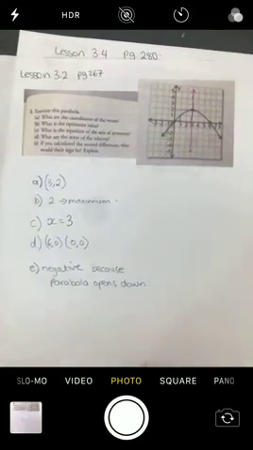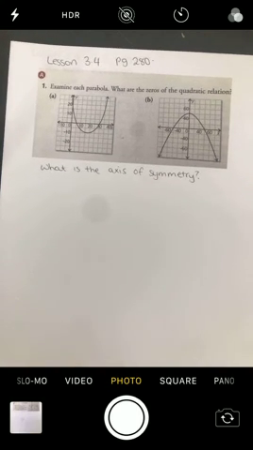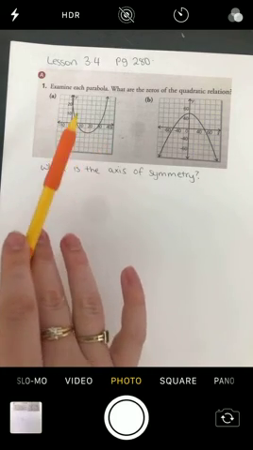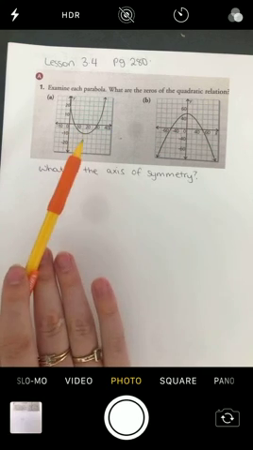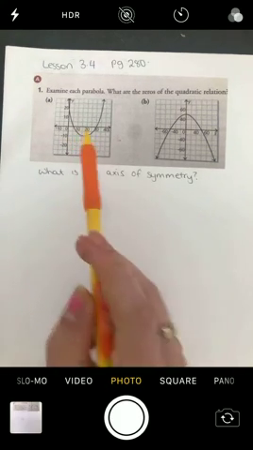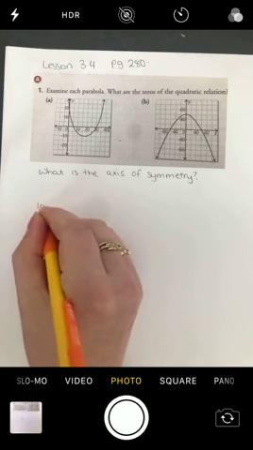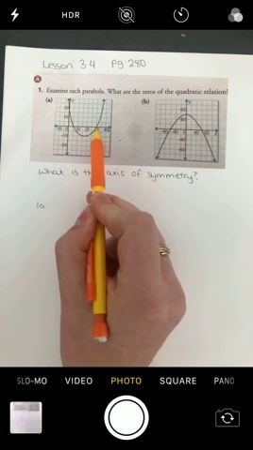Alright, so let's have a look at another question. This is from lesson 3.4, page 280. The first part of the question says, examine each parabola. What are the zeros of this quadratic equation? We already went over that. Our zeros are where our parabola crosses the x-axis. If we look at A here, we can see that our parabola crosses the x-axis here and here.